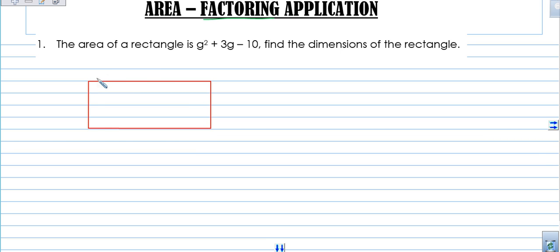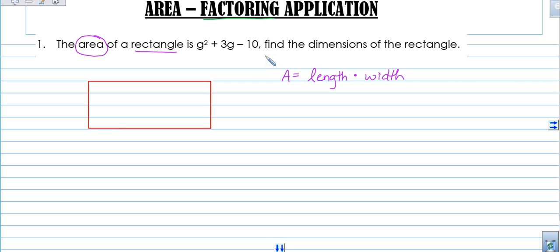I've gone ahead and pre-drawn a rectangle for us since we're talking about a rectangle. Okay, now it says we want the area of a rectangle. Area, if you recall, from a rectangle is found by doing the length times the width.